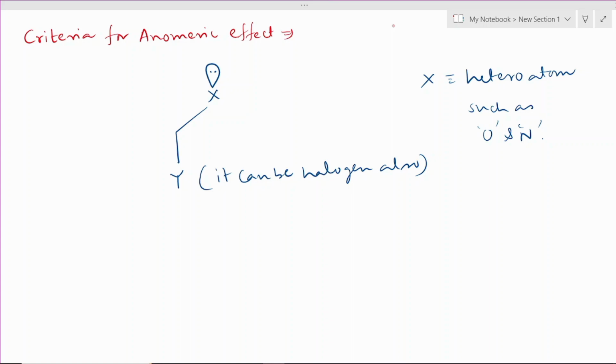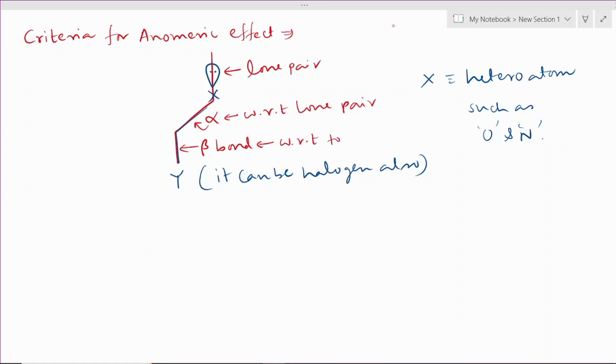So we see that in order to introduce the anomeric effect in a system, this skeleton must be followed, and we can see that this lone pair and this alpha and this beta bond are in anti-periplanar position, that is, this is the lone pair and this is the alpha bond with respect to the lone pair, and this is the beta bond with respect to the lone pair.